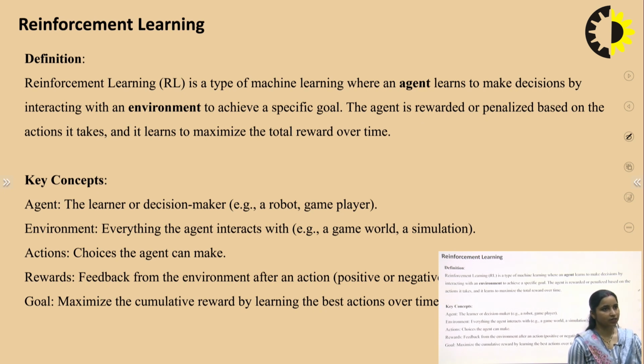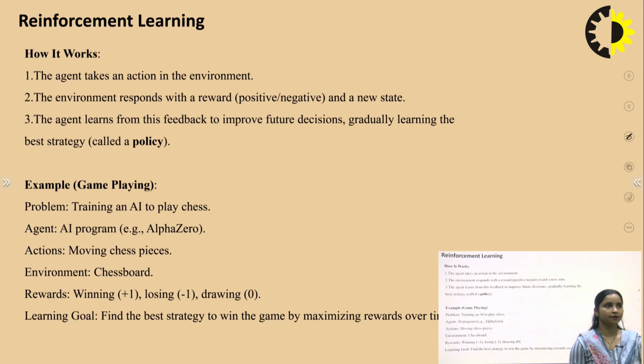What will be the actions? Whatever choices the agent is making will be the actions, and rewards will be the feedback from the environment after an action. Rewards may be both positive and negative. And what will be the goals? The goal is to maximize the cumulative reward by learning the best actions over time. So this is reinforcement learning.